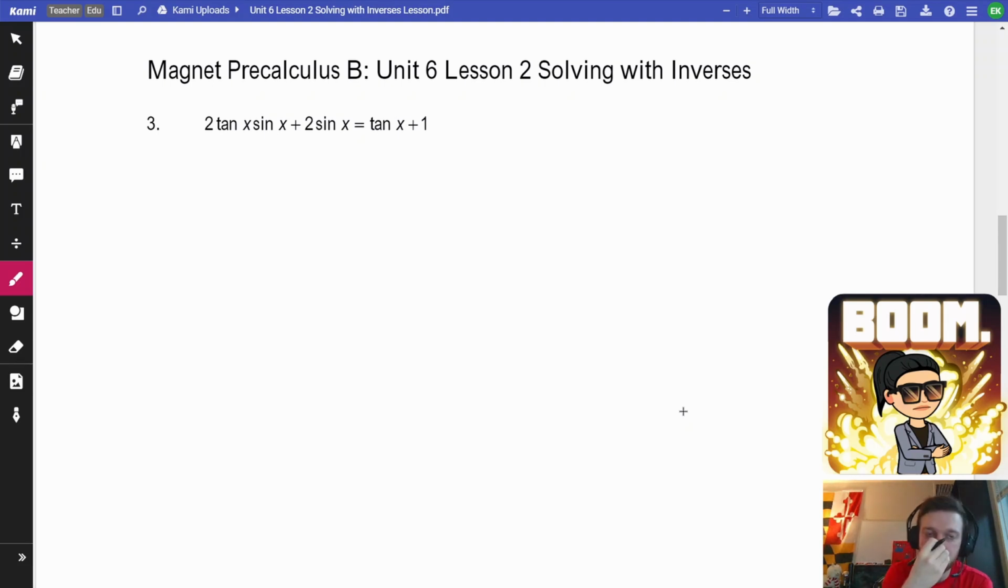Here's what I'm thinking. The left-hand side looks like it can be factored. Let's factor this thing. Both have a 2 sine x. So 2 sine x times tan x gives me 2 tan sine. And then 2 sine x times 1 gives me 2 sine x. All right, I can redistribute, double check my answer.